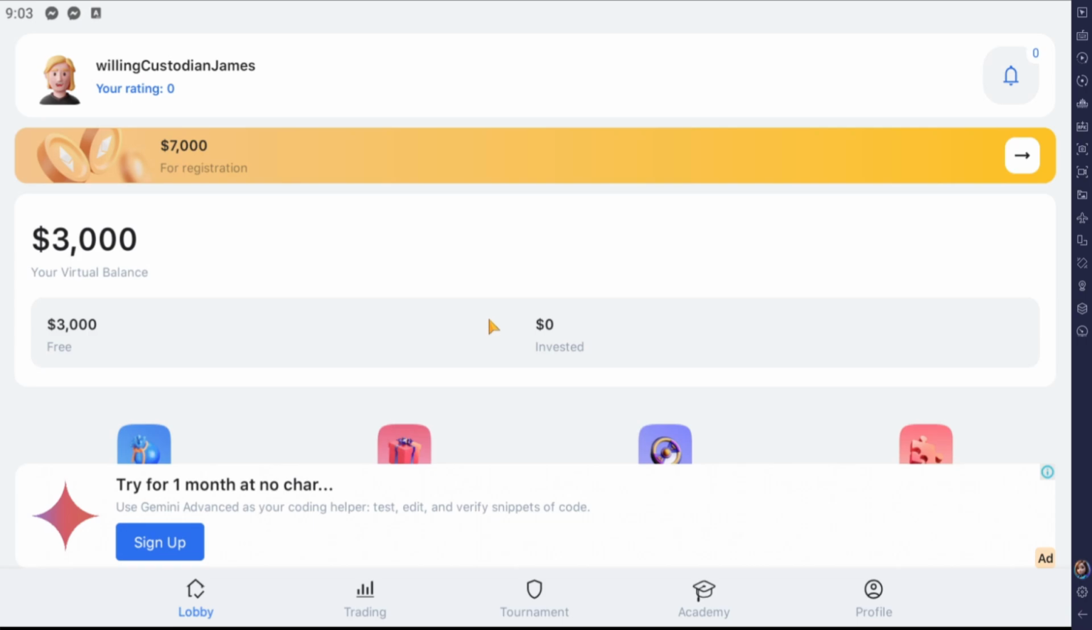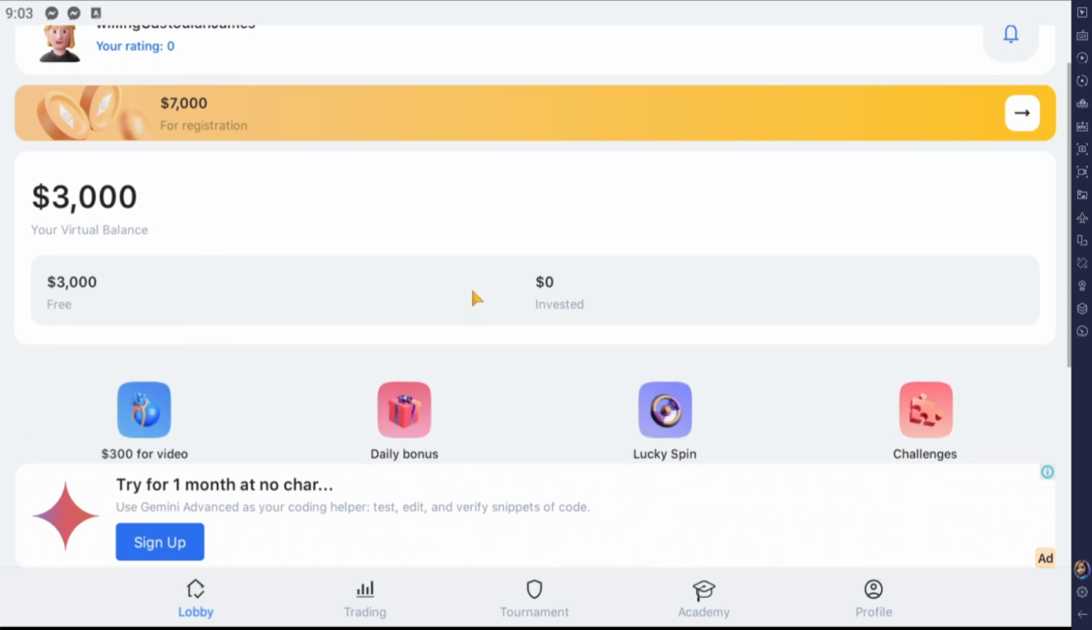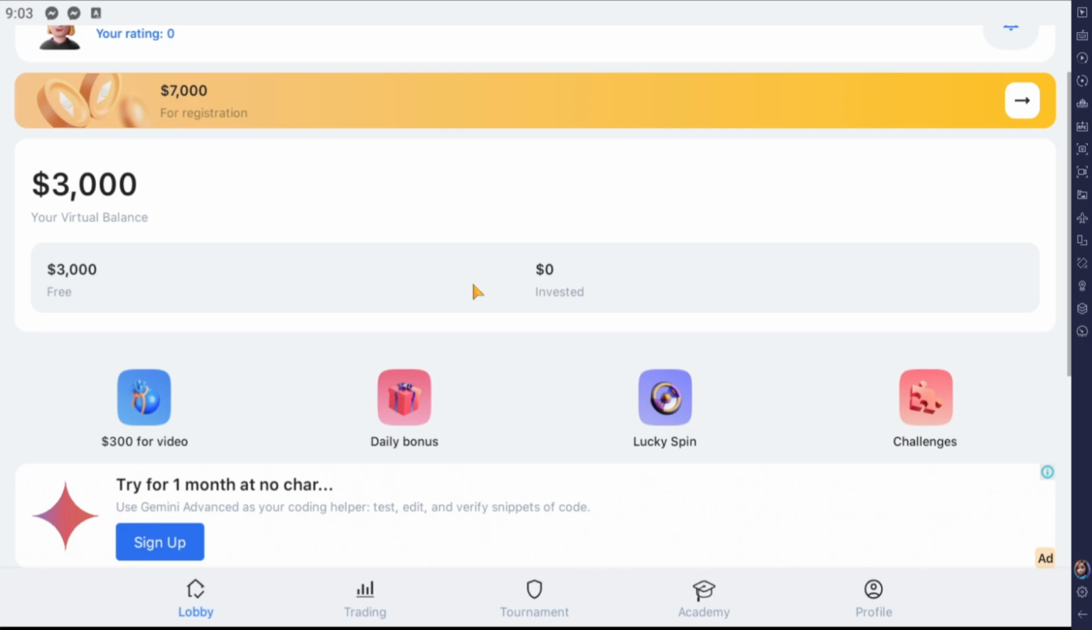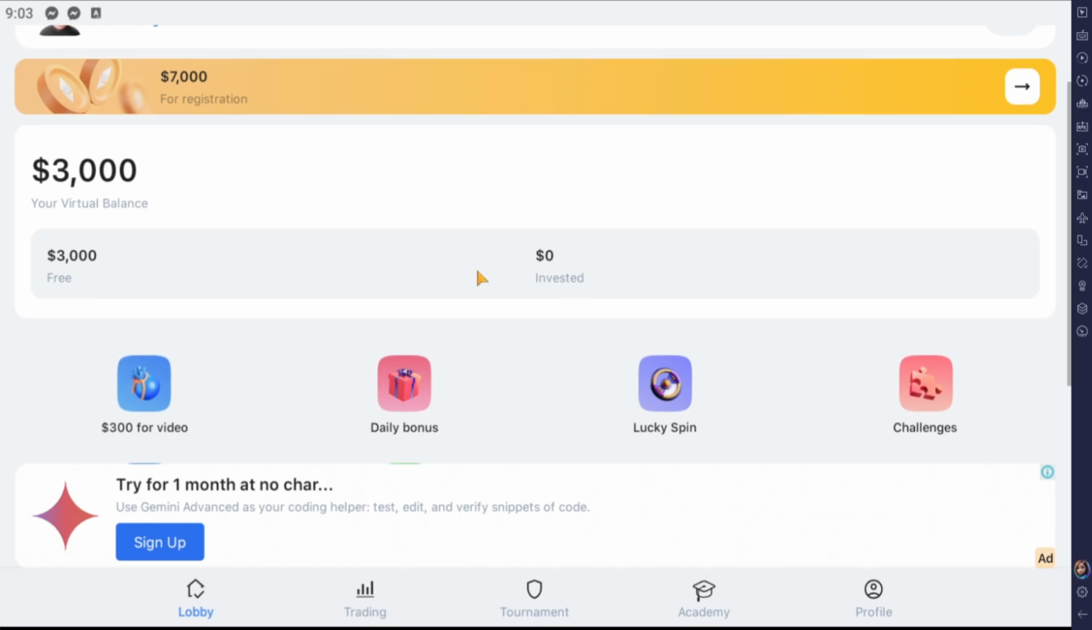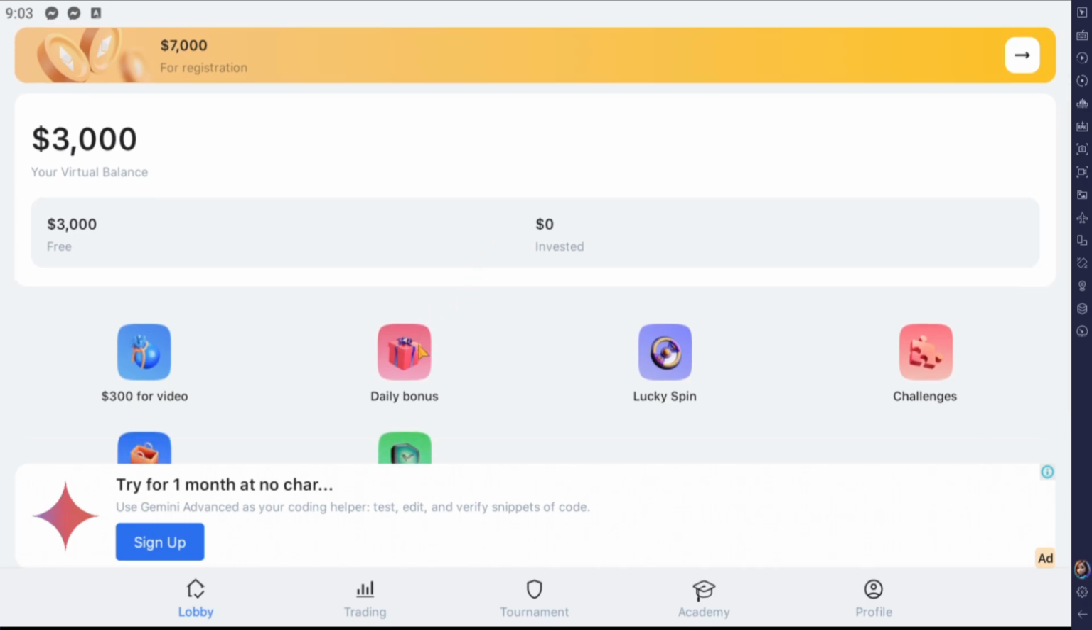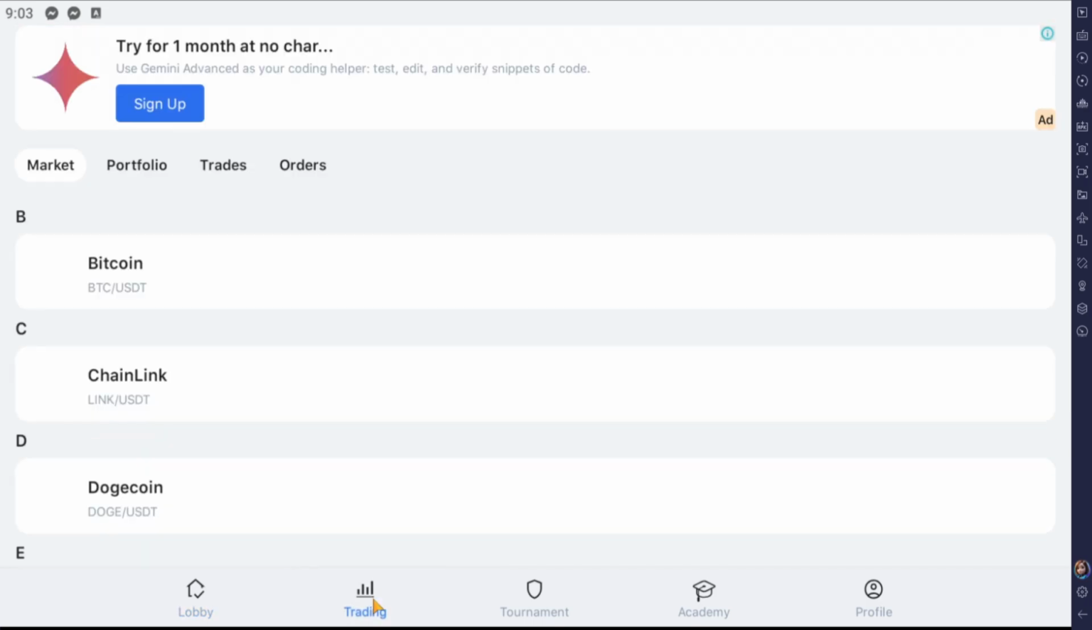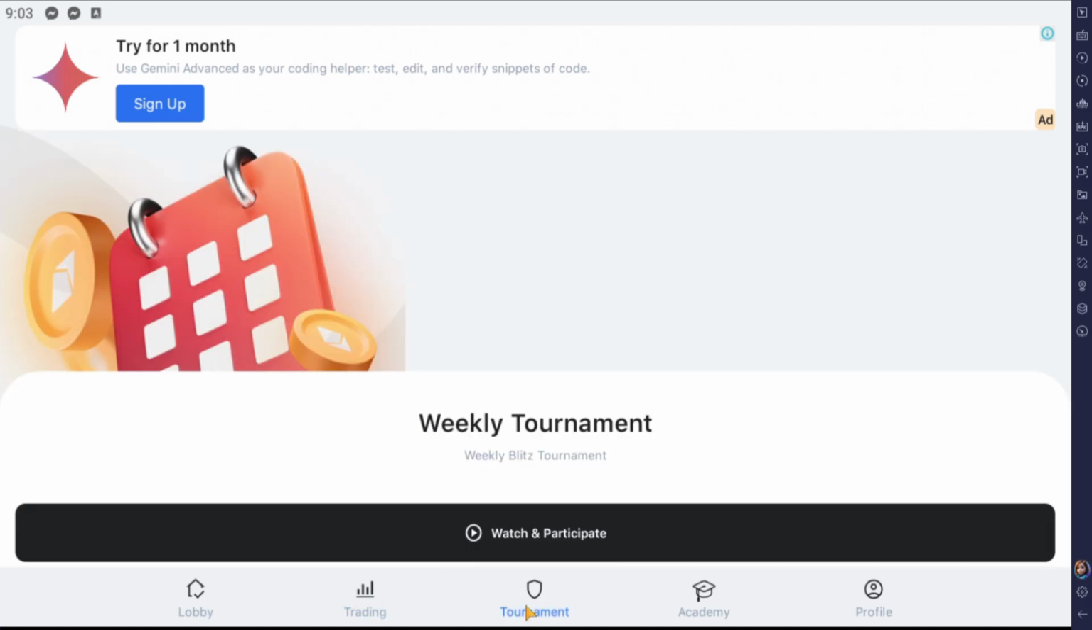Today I'm going to show you how to withdraw money on the Cryptoguru app. As we all know, the Cryptoguru app is a cryptocurrency trading simulator, designed to teach users the basics of crypto trading in a risk-free environment. It offers tools like stop loss and take profit orders, professional charts, and real-time price tracking to mimic the experience of trading on real markets.